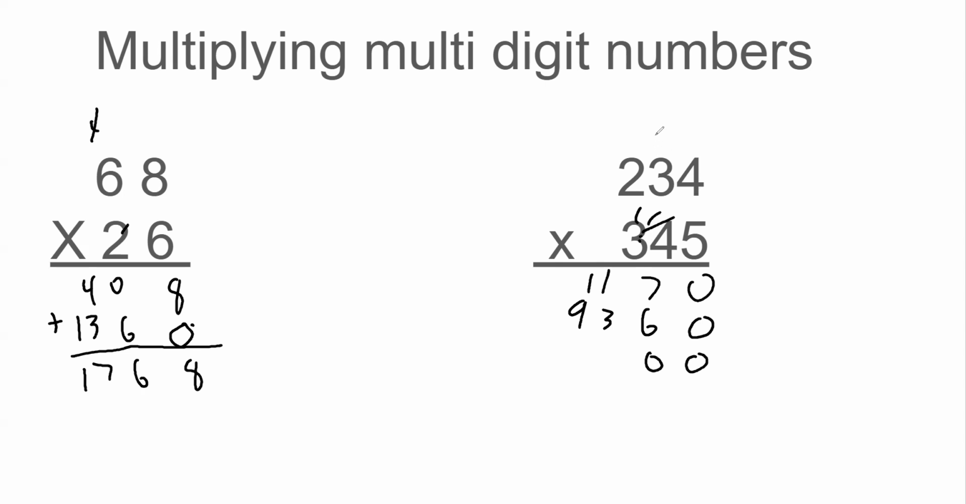All right, 3 times 4 is 12, carry the 1. 3 times 3 is 9, plus 1 is 10. 3 times 2 is 6, plus 1 is 7. And I'm going to add these three rows.